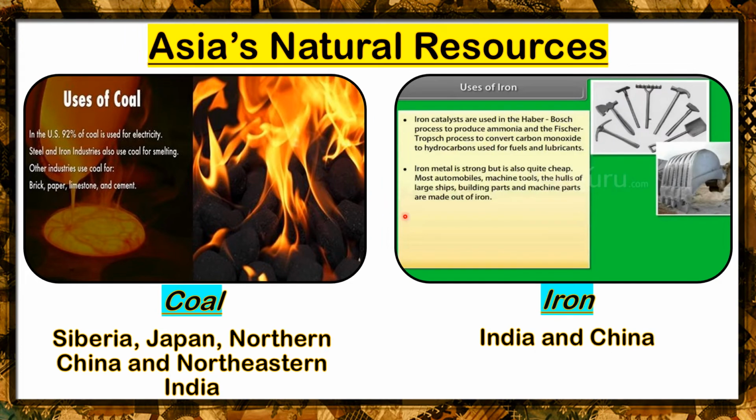The next one is iron, and we can find this natural resource in India and China. So iron is also very important because it converts carbon monoxide to hydrocarbons used for fuels and lubricants. And iron metal is strong but is also quite cheap. So most automobiles, machine tools, the hulls of large ships, building parts, and machine parts are made out of iron.